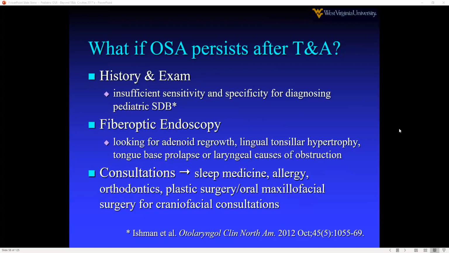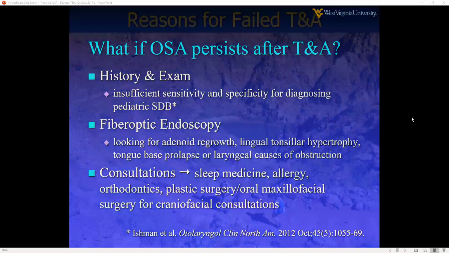Orthodontics, of course, we talked about rapid maxillary expansion. Then craniofacial, of course. These are kids I really don't want to touch. I'm not trained to do that stuff, and I'm glad that we have those colleagues.